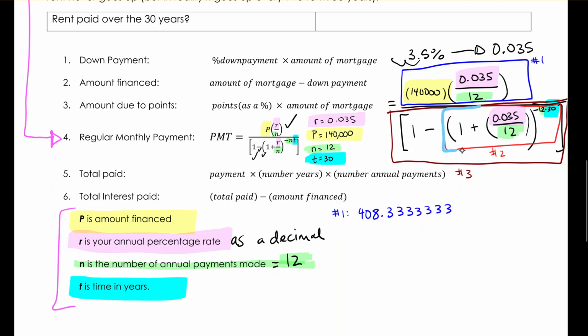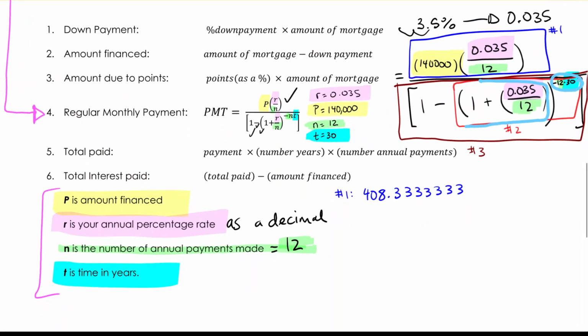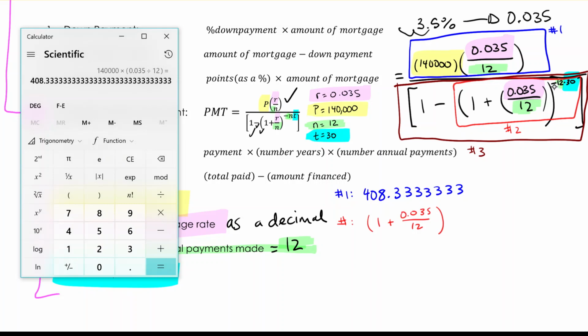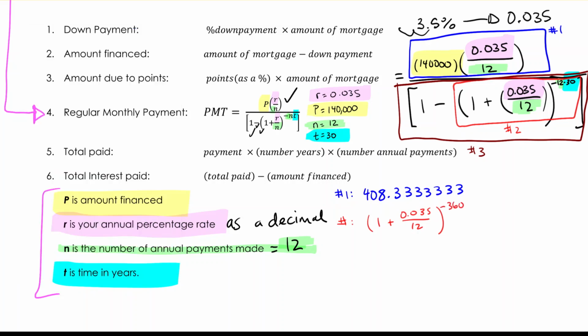Okay. Next up is I want to find not the entire denominator because that's a lot to type at once, but I want to find what this is raised to the exponent of negative 12 times 30. Now my first encouragement to everybody would be to write this out. So this is going to be 1 plus 0.035 divided by 12. Now instead of writing it to the exponent negative 12 times 30, let's figure out what that should be. Negative 12 times 30 is actually negative 360 as my exponent. So that's what goes there.